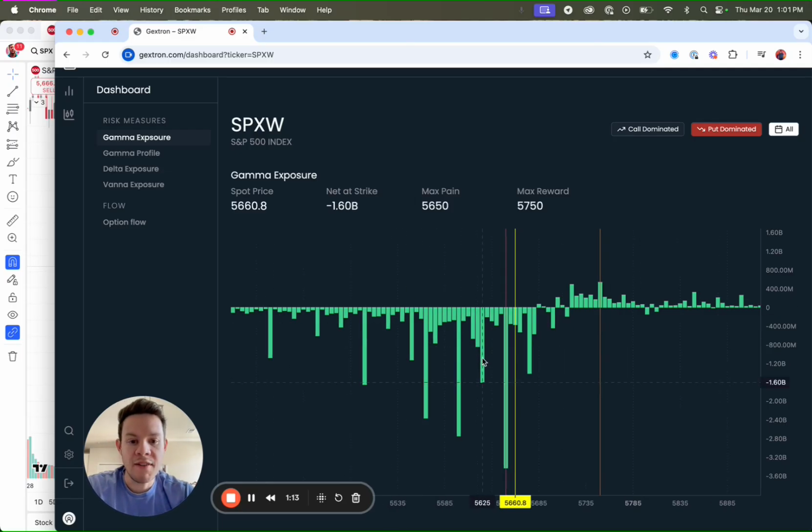You could think of them almost like magnets, but each one has a significant meaning. If price is coming towards max pain, like if it's heading down, then consider that a big area of support. And if it's going towards max reward, think of that as a huge resistance wall.